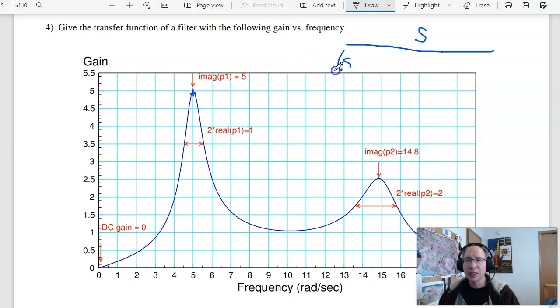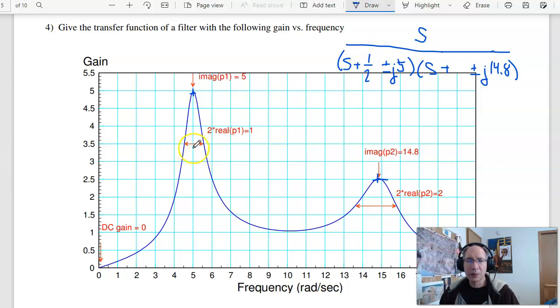So there's a complex pole at 5 radians per second. So the complex part is 5 radians per second. There's the second pole with a resonance right here. So there's a second pole with a complex part at 14.8 radians per second. To get the real part, go down by 0.7, down by the square root of 2. That's right here. That distance is about 1. So the real part's about a half.